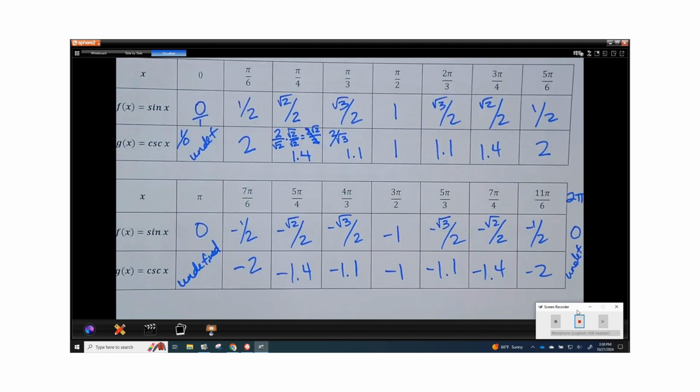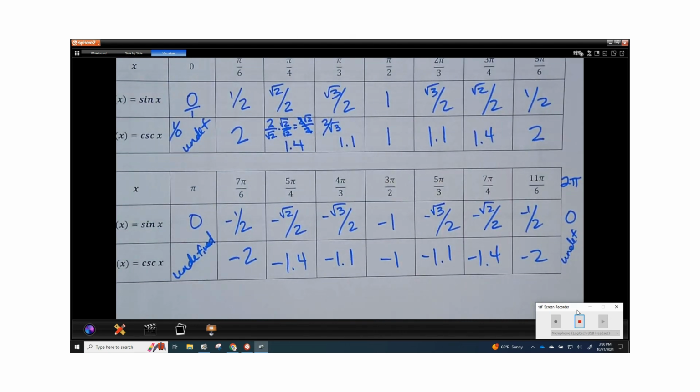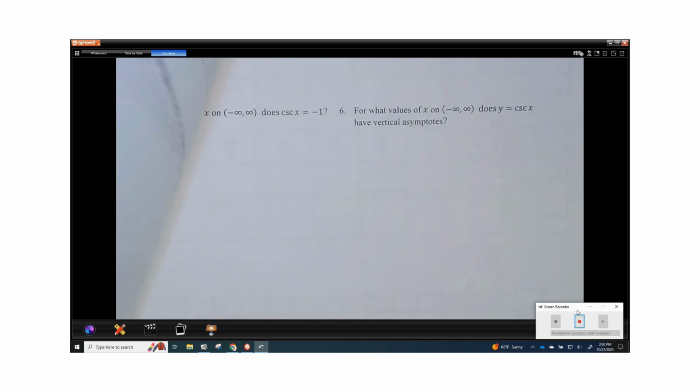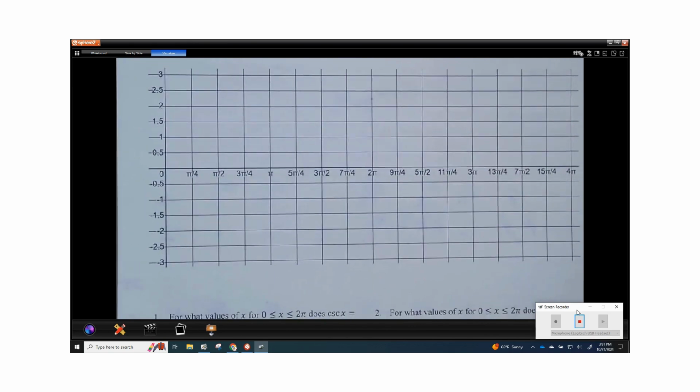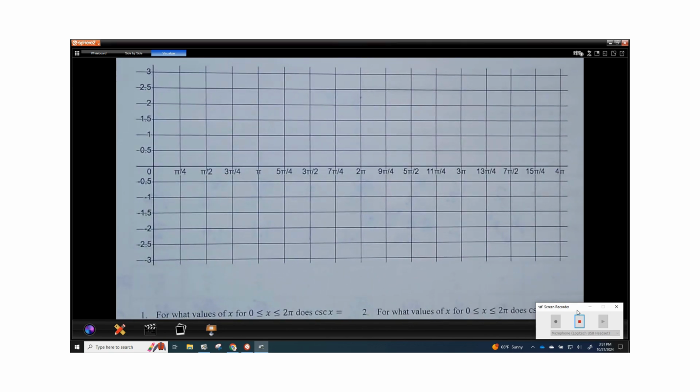Okay, so now we're going to use these values to create a graph. And unfortunately, it's on the other side. But I have the values up here. Okay, so I think your graph may be on the same page, but mine's on a different page.